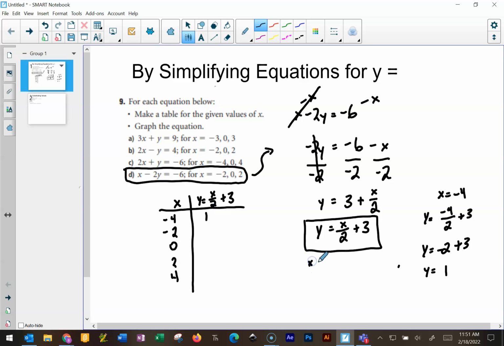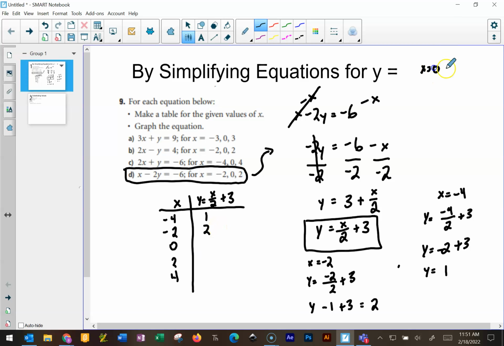Now let's do it for x is equal to -2. Same process. Y equals, now it's -2 over 2 plus 3. -2 divided by 2 is just -1. And then plus 3 is just plus 3. So -1 plus 3, that's going to equal 2. And I think you can probably already see the pattern happening. Let's see if it continues with the 0.